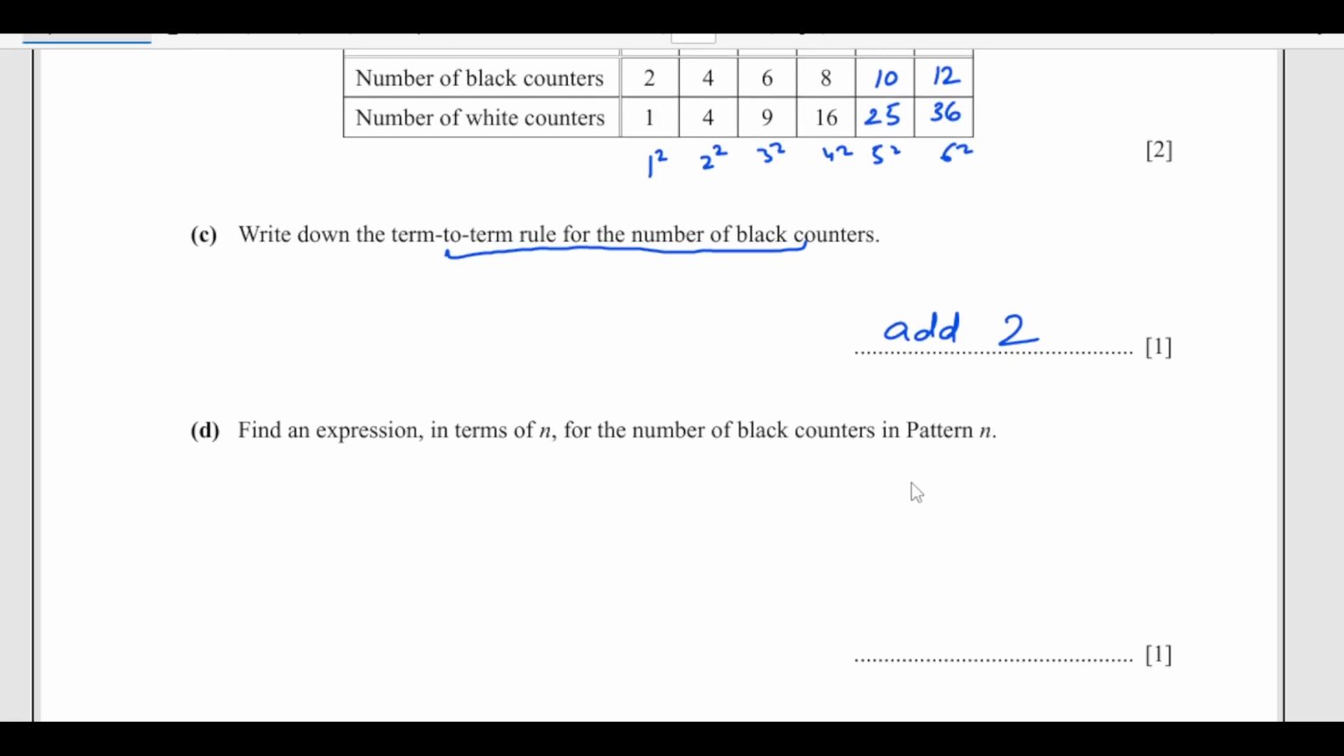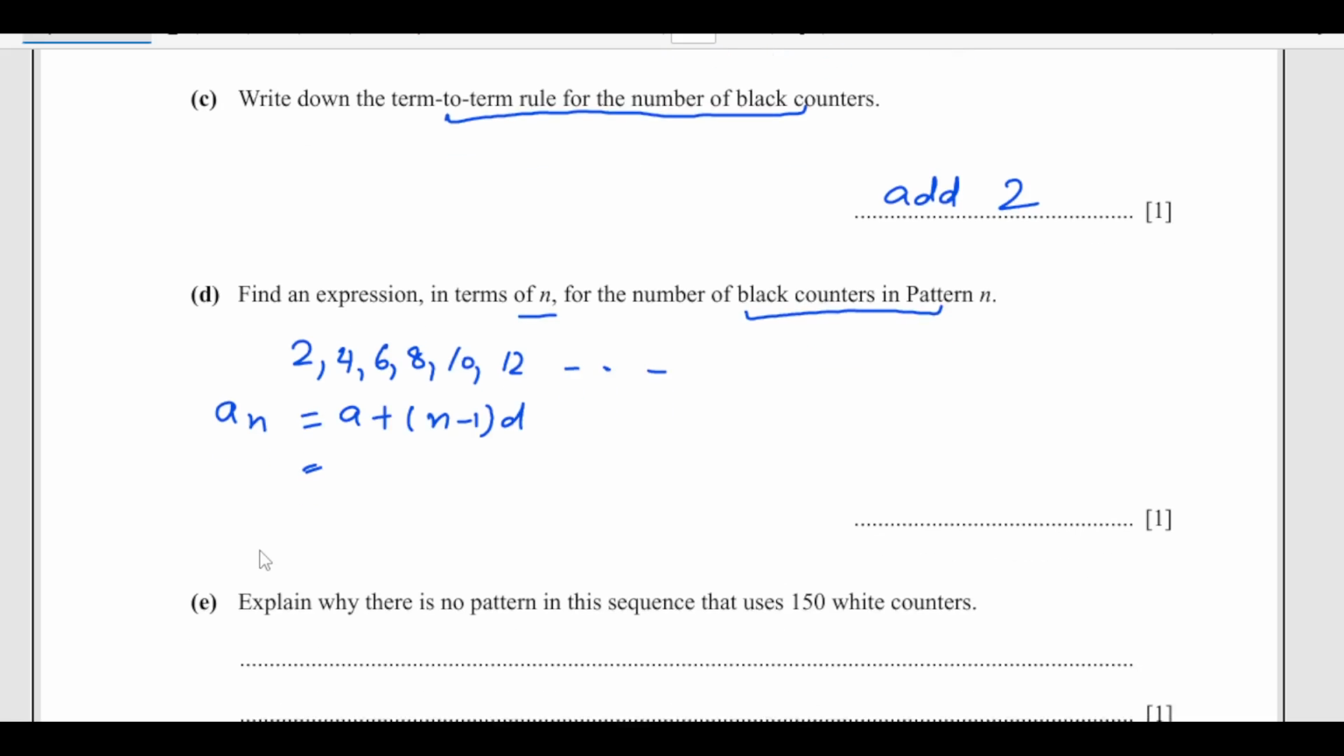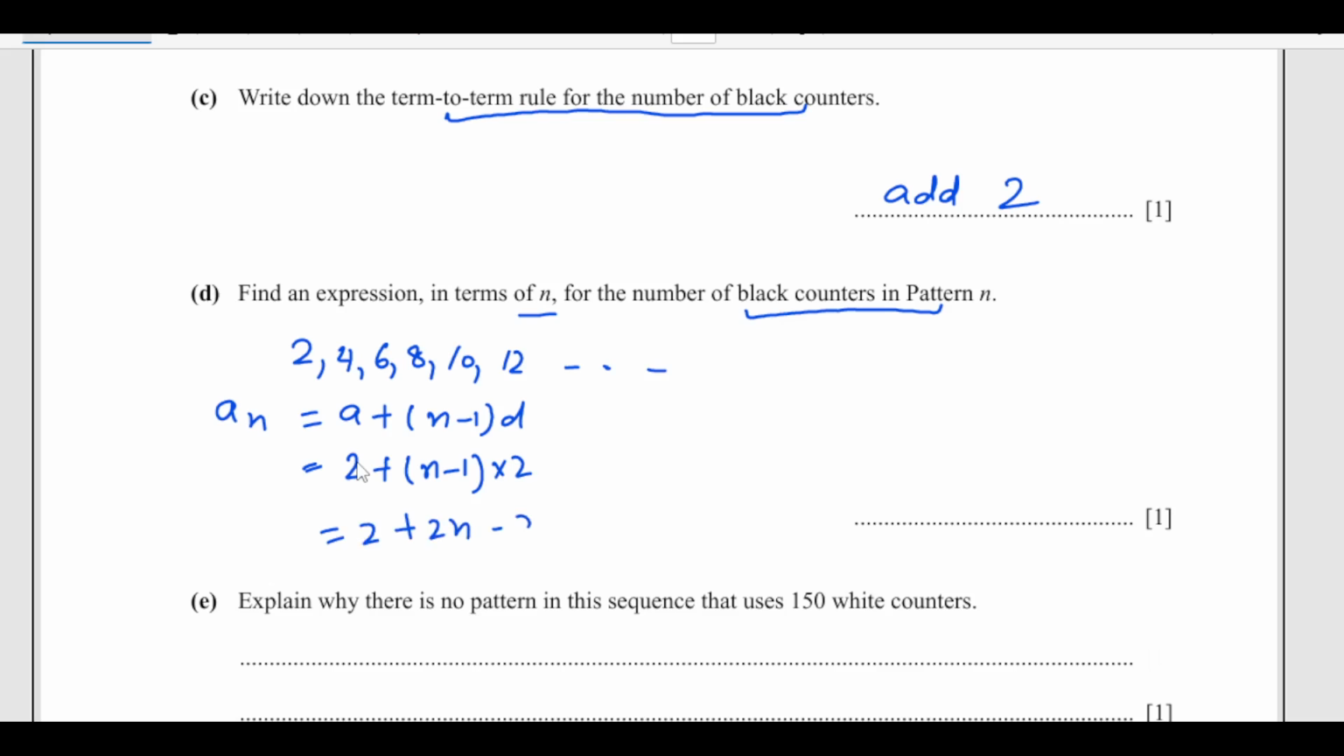Now find an expression in terms of n for the number of black counters in pattern n. Number of black counters we are getting as 2, 4, 6, 8, 10, 12 like this, right? So we are looking for the nth term. We know that the nth term formula is a plus (n minus 1) times d, as we are following the same common difference here. So the first term a is 2, and d is also 2. So this is 2 plus 2n minus 2. So the 2 and 2 cancel. So 2n is the nth term expression, right?